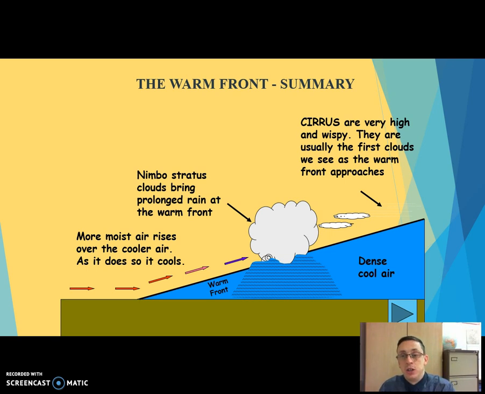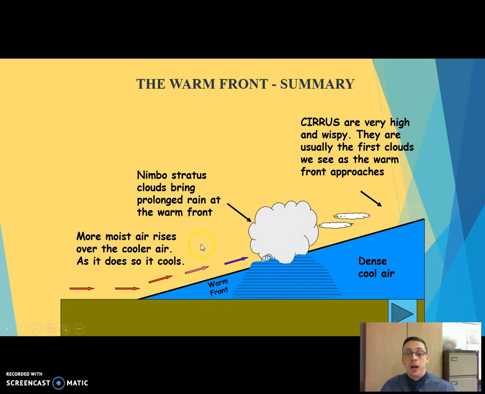So in summary, we've got some cirrus clouds up at the top. They're wispy. First clouds that we're going to see as this front approaches. We're then going to get some nimbostratus clouds and some cumulus clouds, which are going to bring prolonged rain at the warm front.